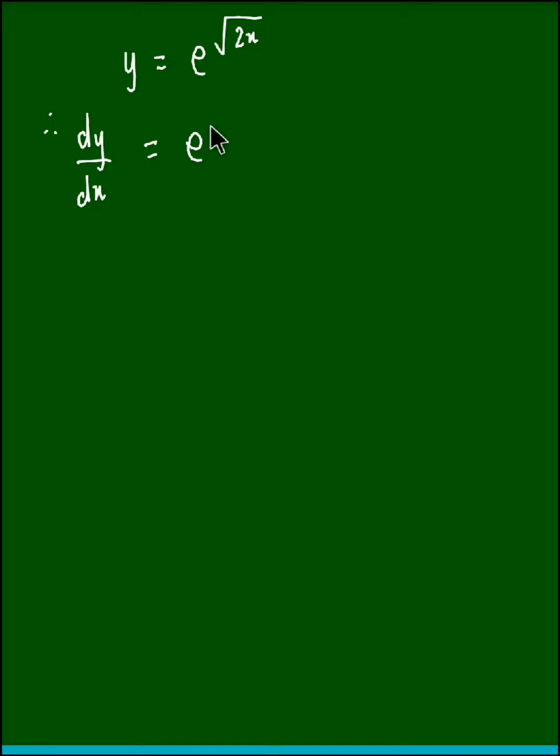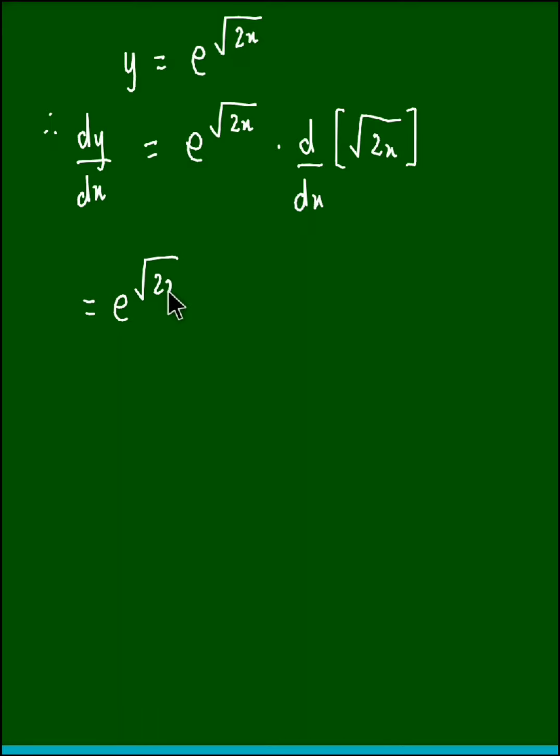So we have e raised to root of 2x into derivative of root of 2x. And in this part, that is the second part, we use the second chain rule, that is derivative of root f(x). So we obtain e raised to root 2x into, now derivative of root f(x), where f(x) is 2x, is 1 upon 2 root f(x), that is 2x, into derivative of f(x), that is derivative of 2x.